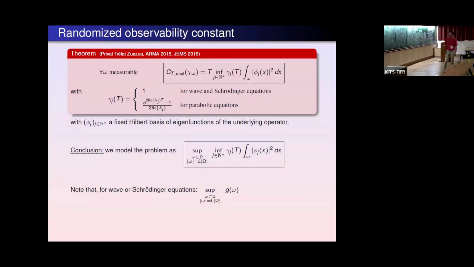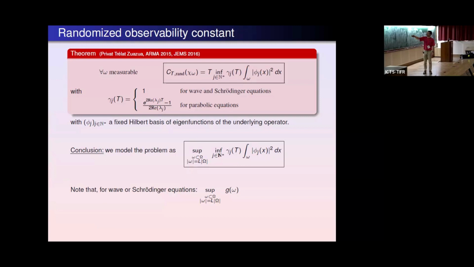Okay, so as a conclusion, we had a long discussion on how to model the optimal observability problem. And here, the conclusion of this discussion is that we choose to model the problem as this one. That is the problem of maximizing, over the set of all subsets omega that have a fixed Lebesgue measure, this spectral functional, which is the infimum over all modes of some coefficients times the energy of the jth eigenfunction restricted to the subset omega.